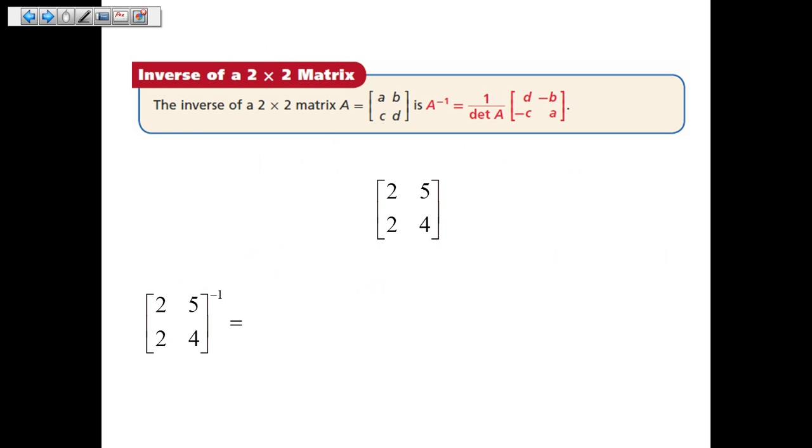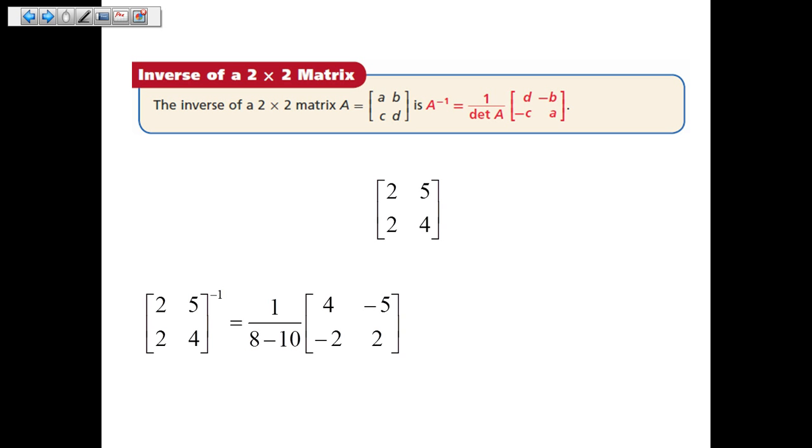Now, there's a fairly easy way to find the inverse of a 2 by 2. It's going to involve finding the determinant of the 2 by 2. And then we make a minor change inside the matrix itself. You'll notice that if A equals A, B, C, D, the inverse is equal to 1 over the determinant of A. And then we flip the two numbers in the primary diagonal and change the signs on the numbers in the secondary diagonal. So let's find the inverse of this 2 by 2 matrix.